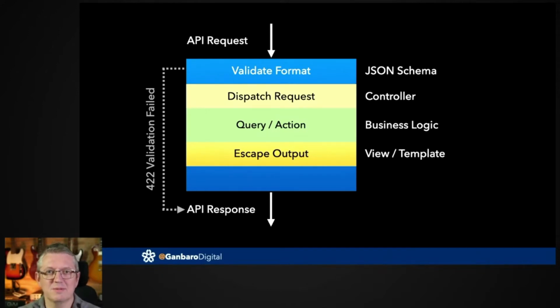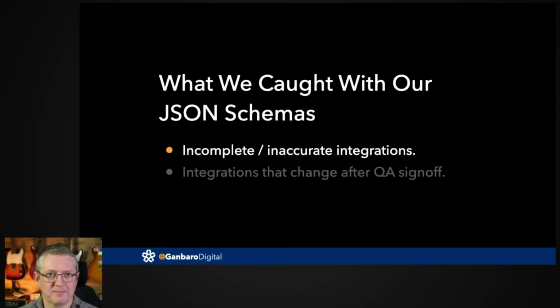So what kind of things did we catch with JSON Schema? If you're building an integration, you're going to be iterating. You're not going to get it right the very first time. So by having this feedback cycle in place, we were able to help people as they were iterating, show them where their integration was wrong and what they needed to do to fix it or complete it.